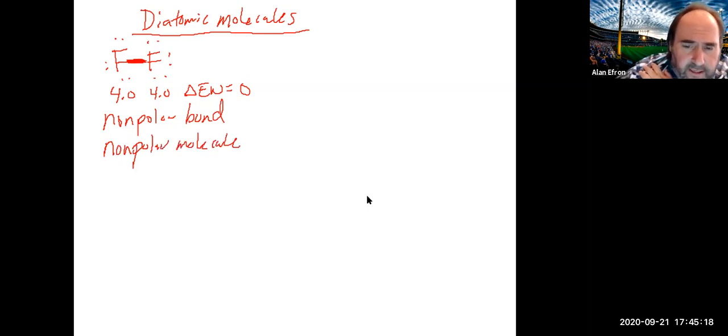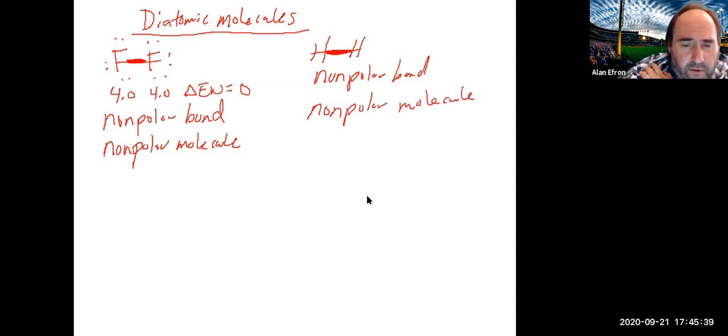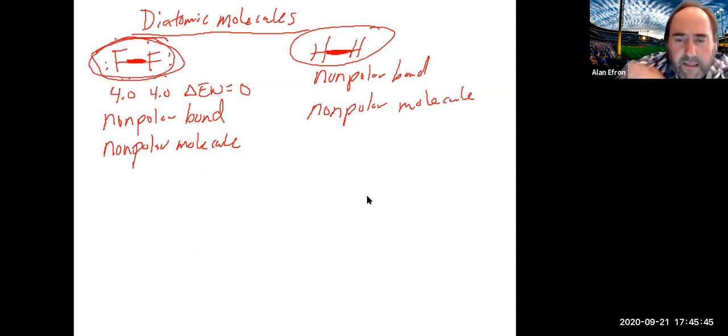Same thing if you did H2. Again, this bond right here would give you a difference in electronegativity of 0, and this is a nonpolar bond. And because this is the only bond there, the molecule itself also has to be nonpolar. And what that means is we would expect equal sharing as a whole across this entire molecule. Again, there's no side that's more positive or negative because of unequal distribution of electrons.